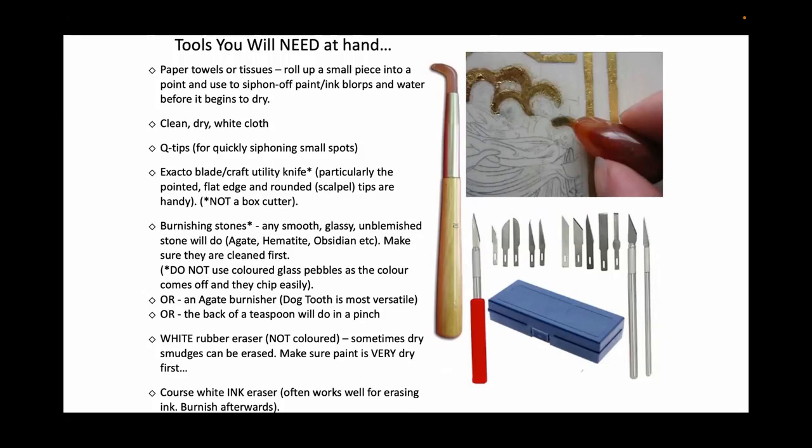So you want to try and burnish it back down to as smooth a finish as you can get. Any smooth, glassy, unblemished stone will do. Agates, hematites, obsidians work well. Make sure that they're very, very clean and that they do not have any little chips or occlusions on the outside of them, because if you try and burnish and there's a tiny little chip in there, it will actually tear the paper instead of burnishing it. So you don't want that. You want to make sure it's really, really clean.